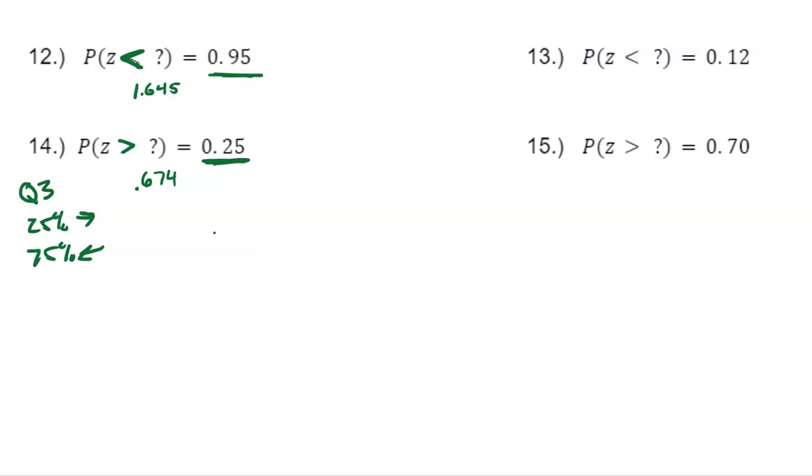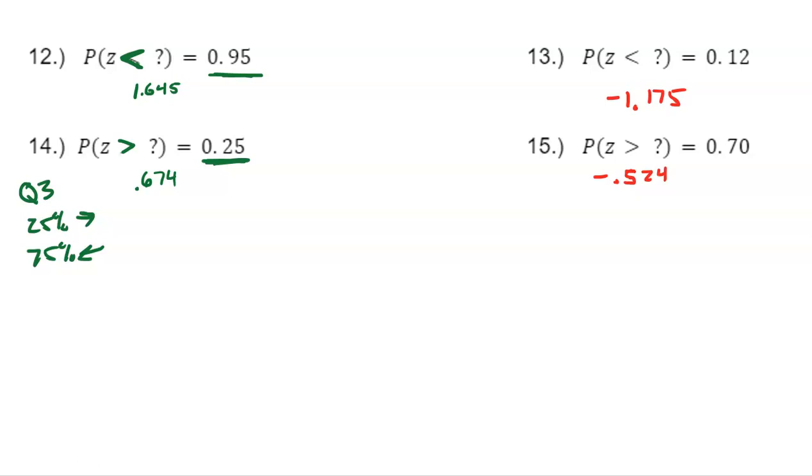Why don't you try these next two on your own? Hit pause, and then as soon as you hit play, you'll see the answers pop up. And boom, there's our answers. So the z-score that has 12% below it, in turn 88% above it, is negative 1.175. And the z-score that has 70% greater than it, which would be 30% less than it, is negative 0.524.